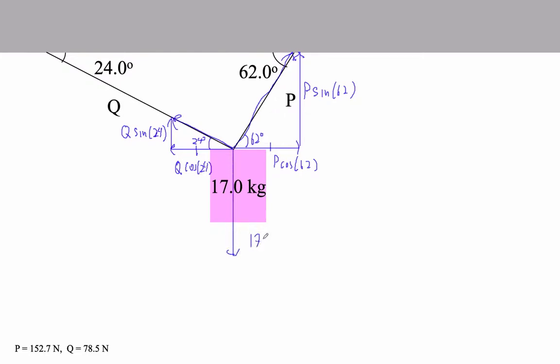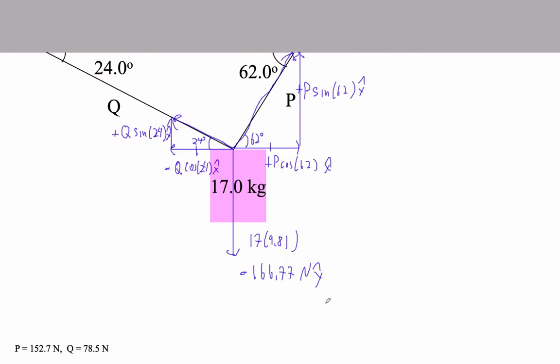And that, by the way, is 17 times 9.81. So 17 times 9.81 is 166.77. There we go. I saw that number before. And this guy's going to be negative and in the y direction. This guy's going to be positive in the x direction. This guy's negative in the x direction. This guy's positive in the y direction. This guy's positive in the y direction.